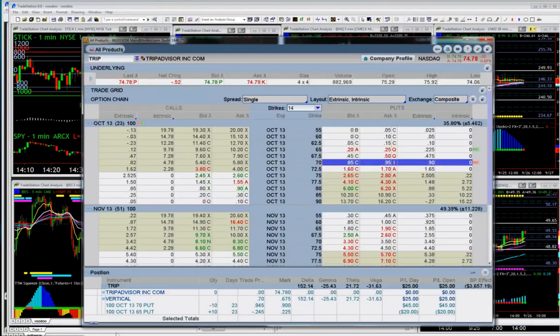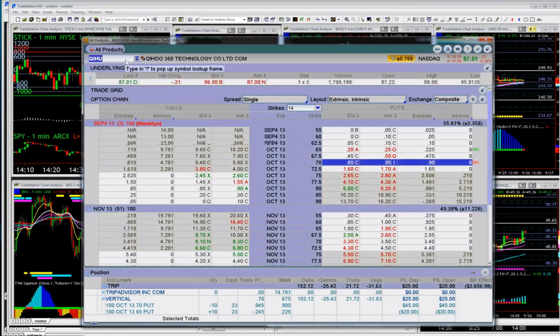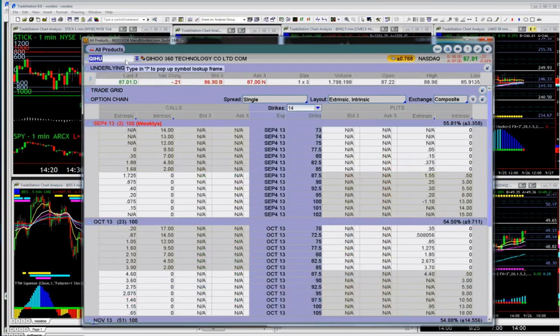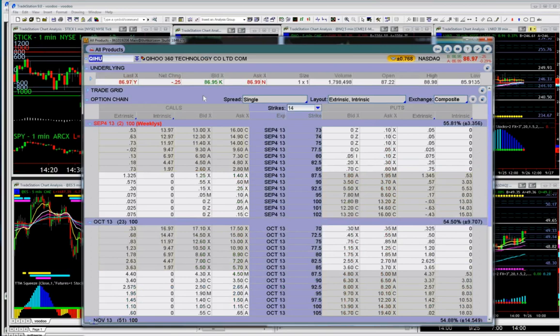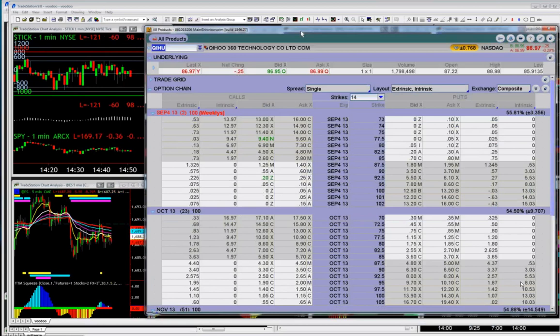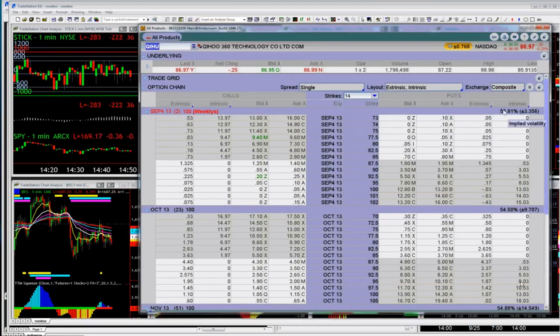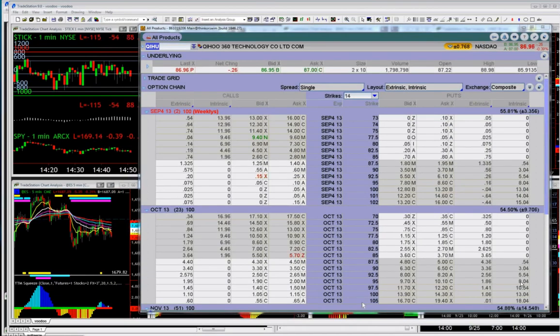And QIHU, it does have weeklies. We're fairly bullish. Let's keep an eye here on the ticks. Ticks are very sloppy. And the expected move is $3.35 implied. So this is what I want to see. Implied volatility is beautiful. It's very high here. That means that we have a lot of premium to be sold.